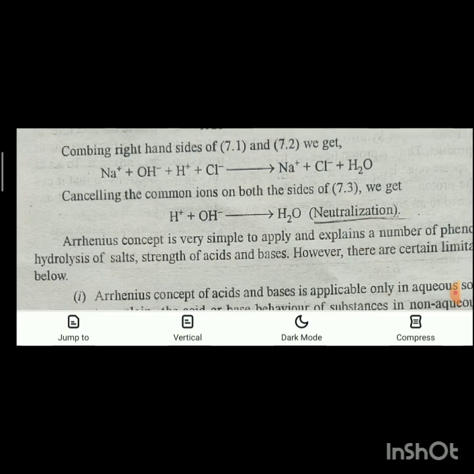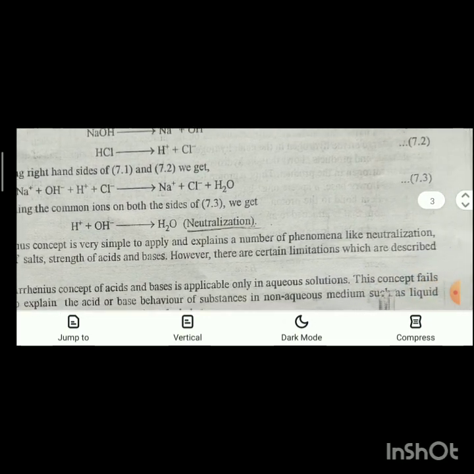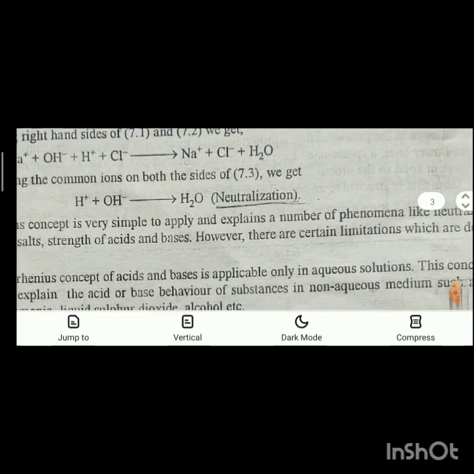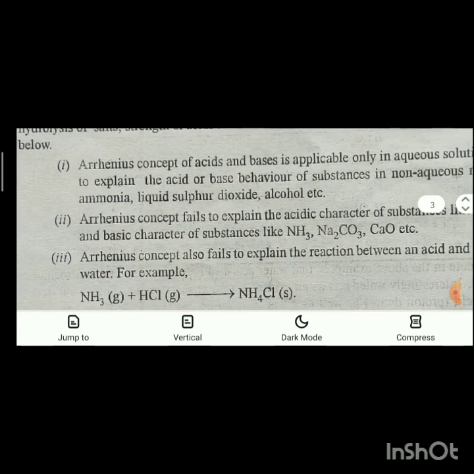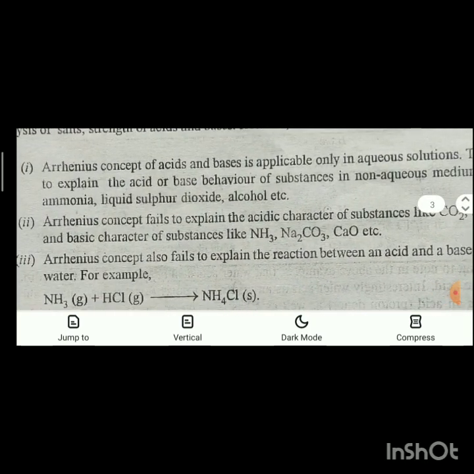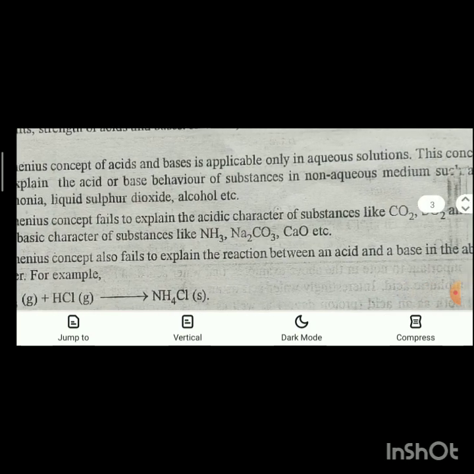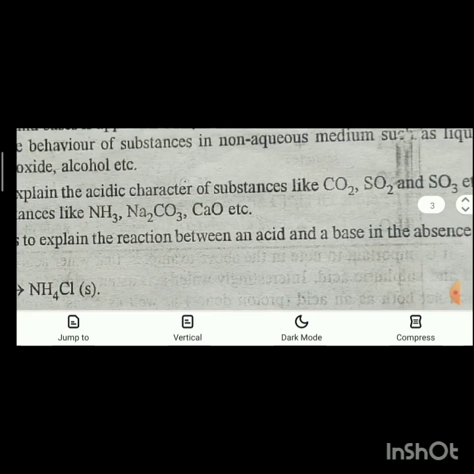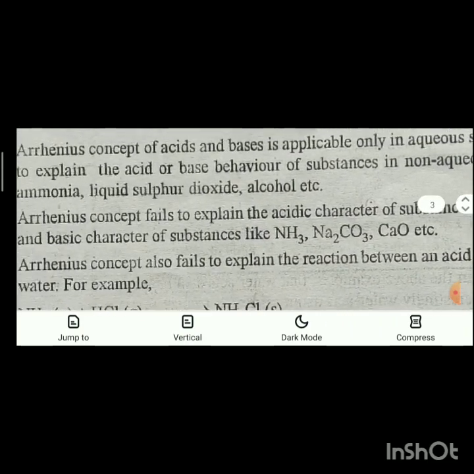Neutralization. Arrhenius concept is very simple to apply and explains a number of phenomena like neutralization, hydrolysis of salt, strength of acids and bases. However, there are certain limitations which are described below. Arrhenius concept of acids and bases is applicable only in aqueous solution. This concept fails to explain the acid or base behavior of substances in non-aqueous medium such as liquid ammonia, liquid sulfur dioxide, alcohol, etc.